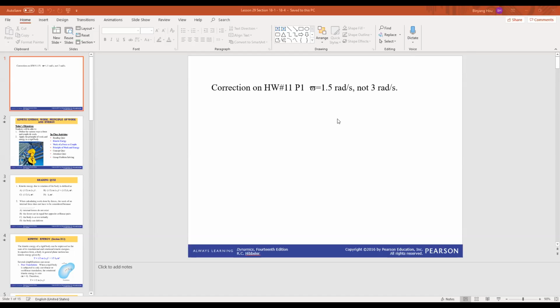It turns out if you use 3, the normal reaction on B is going to be negative, which is not the case. So use 1.5 instead of 3.